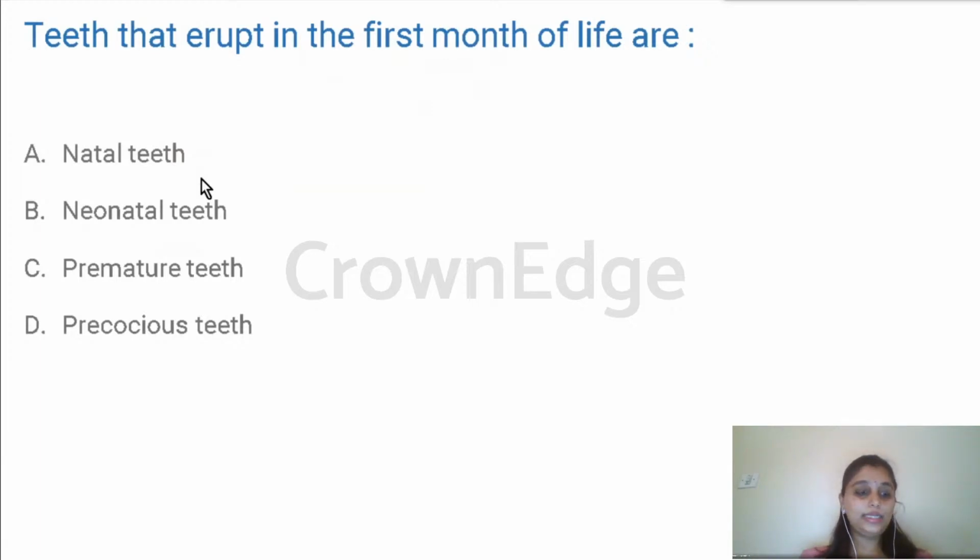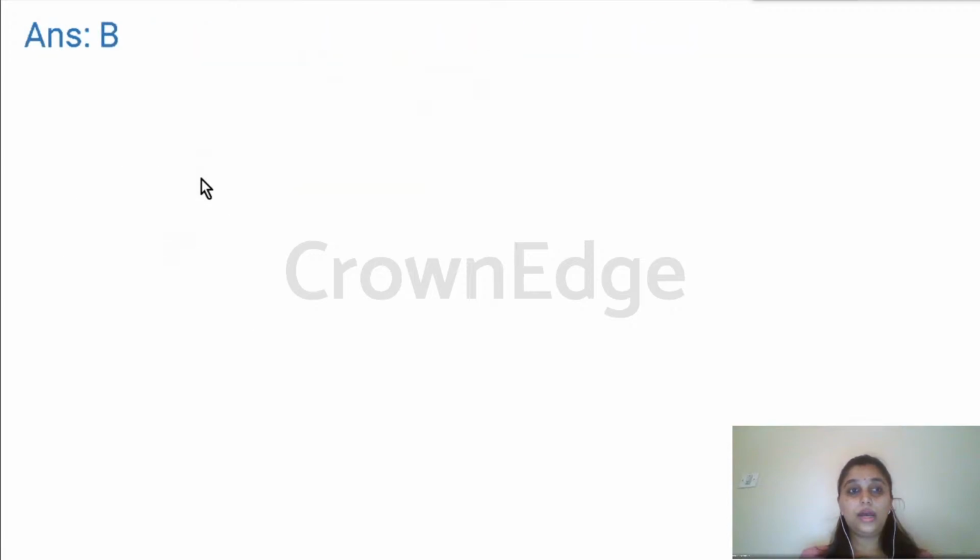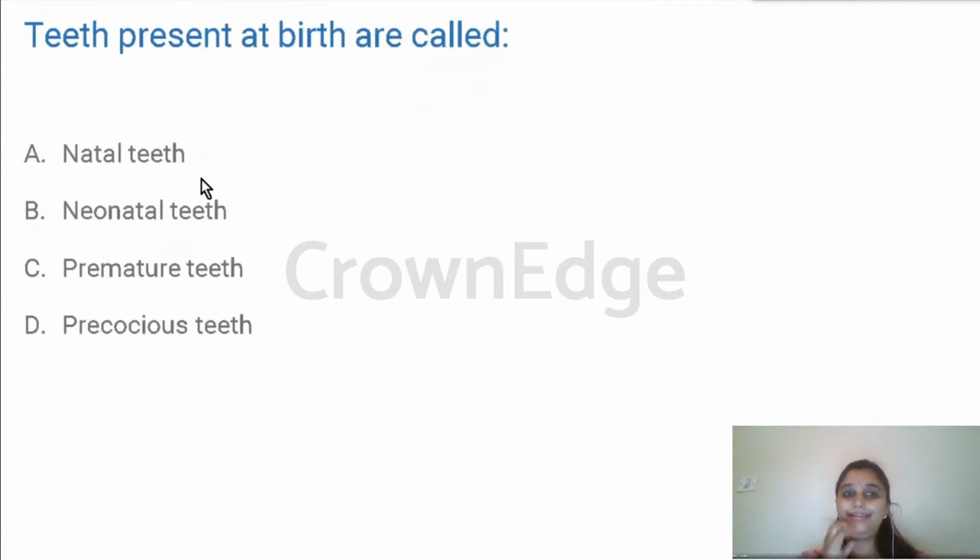Right. It is neonatal teeth. Okay. So I think this is pretty easy. And similarly, you could have another question. Teeth present at birth. This is very easy. If you get the previous one right, then you would get this one also right. This is the natal teeth.